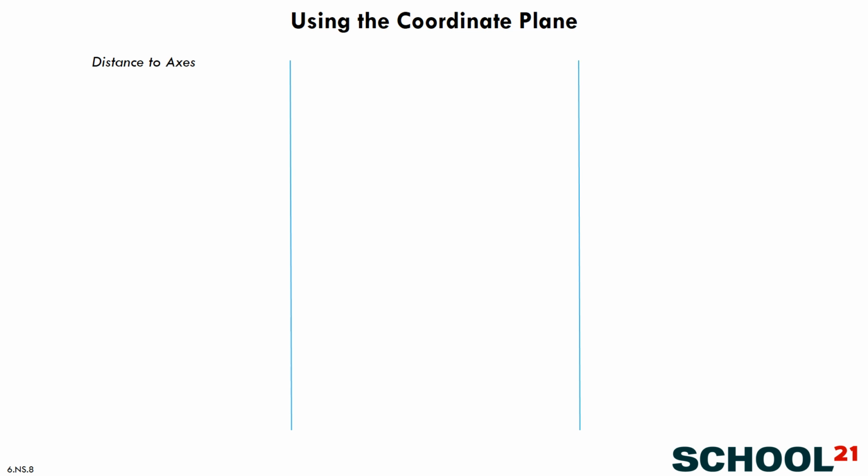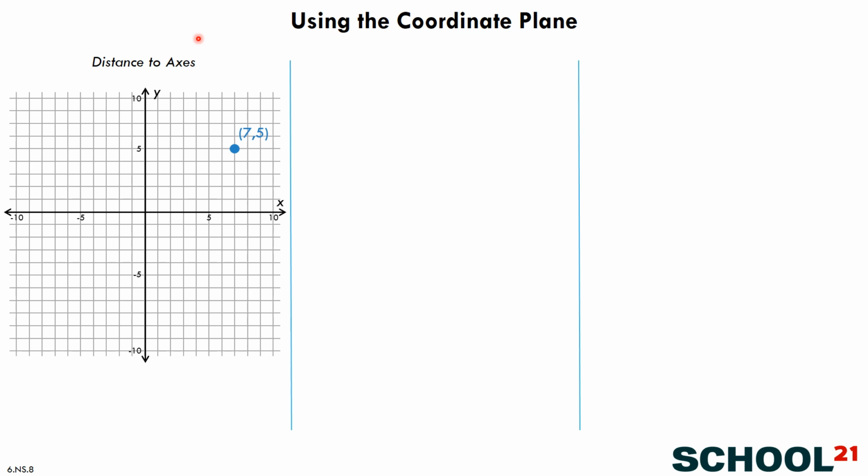Okay, we're here with our student using the coordinate plane. And first we're going to talk about how to do distance to axes. Okay, so let's look at a picture. What axis is this right here? The y-axis. Good. And how about this one right here? The x-axis. Good. And then we have a point here, 7, 5.